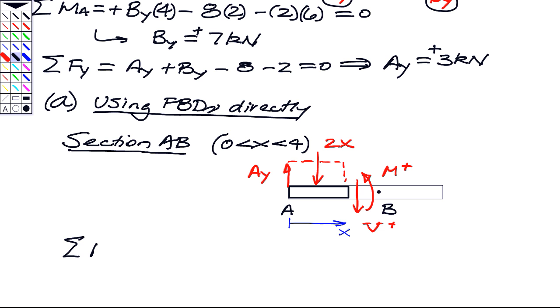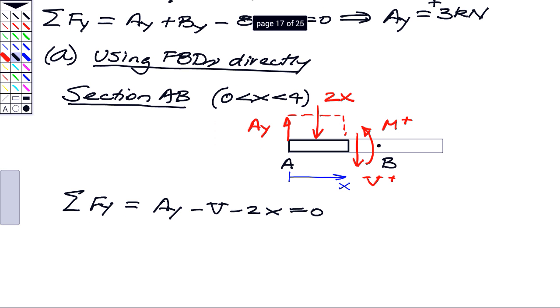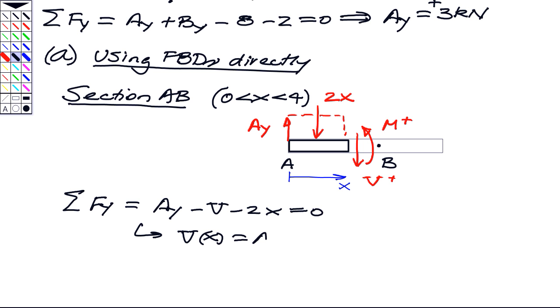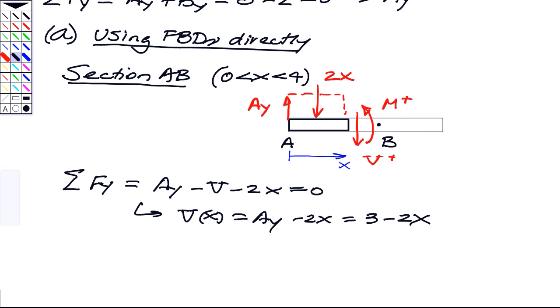When I sum forces acting in y, I've got AY minus V minus 2x, and for equilibrium that is a 0. So from this, I see that the shear force as a function of x is equal to AY minus 2x, so that's 3 minus 2x. So between A and B, that is the shear force.